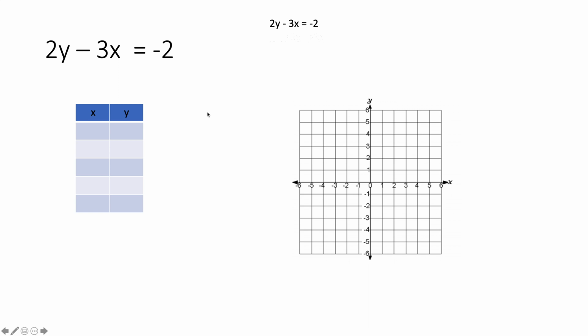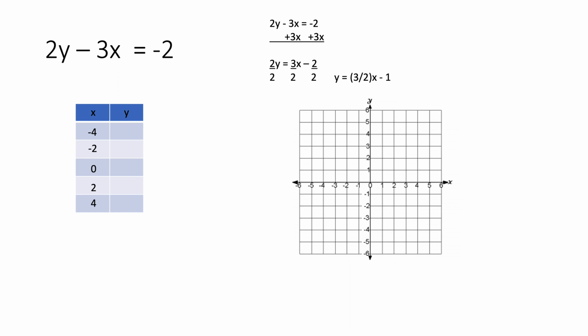2y minus 3x is -2. To get the y all by itself, to make it say y equals, I first add 3x to both sides. And then I divide by 2. And I get y equals 3/2 x minus 1. Notice there is a fraction here, so I want to pick x values that are divisible by 2.